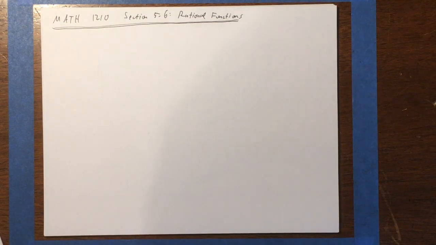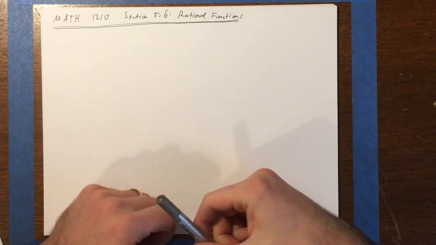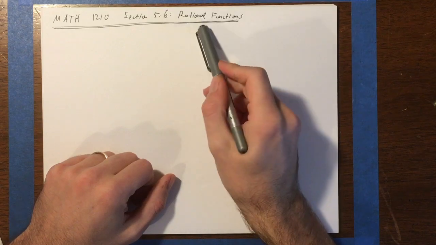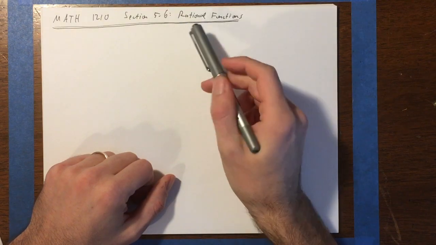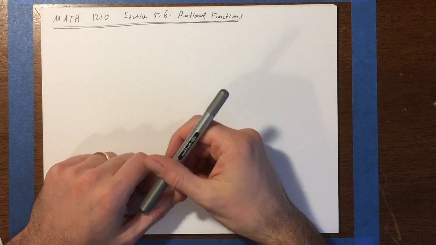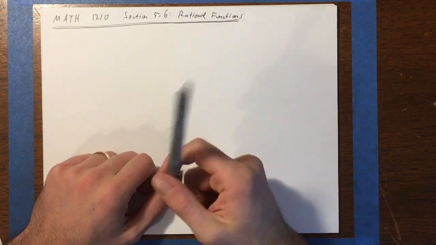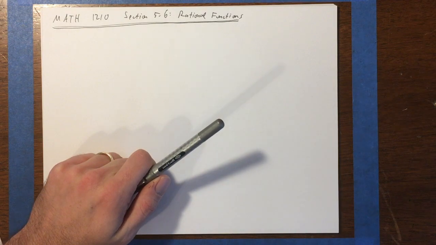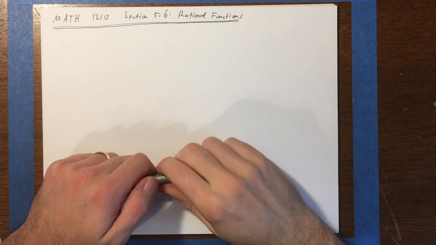All right, let's dive into section 5.6, which is about rational functions. Rational functions are basically functions that are fractions, that have a numerator and a denominator. It's a little more specific than that, but that's where the word rational comes from. Rational comes from the word ratio, which means fraction. Same way we have rational numbers, which are fractions as well. So we're going to look at this type of function in this section.